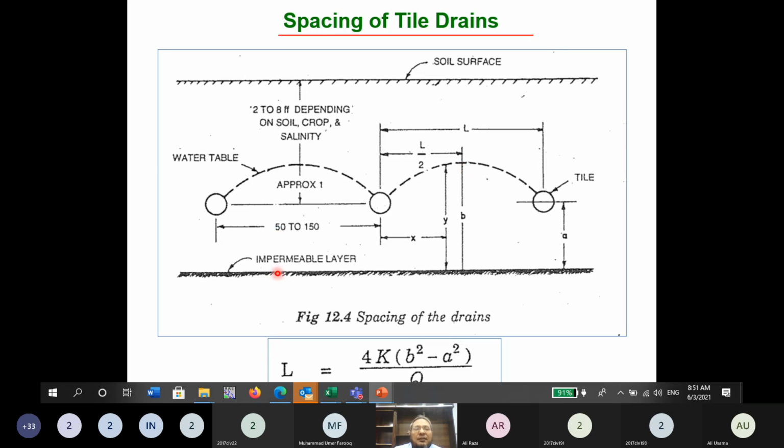So this is the equation to compute the spacing of tile drains, which is L equals the square root of 4K (B square minus A square) over Q, where Q is the discharge which is going into these tile drains, and K is the hydraulic conductivity of this porous medium. B and A I have already explained to you. These are vertical distances, and L is the spacing of tile drain. So we can use this formula.